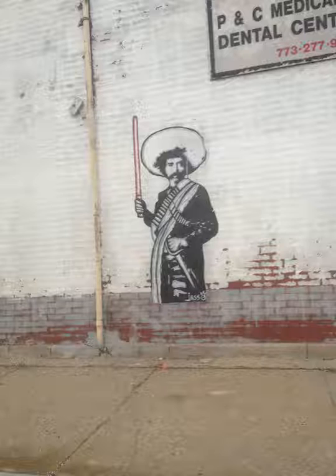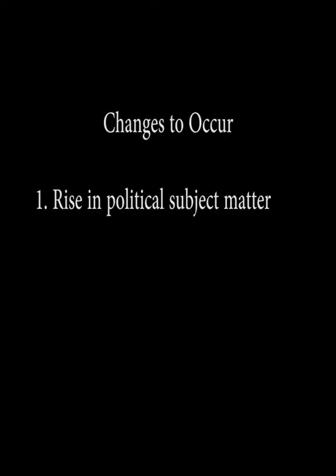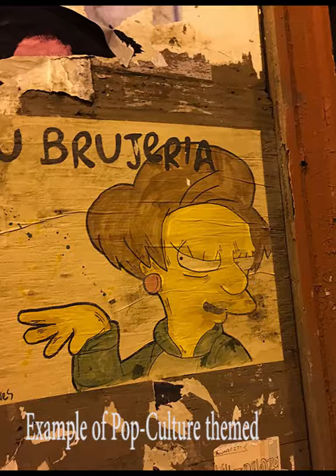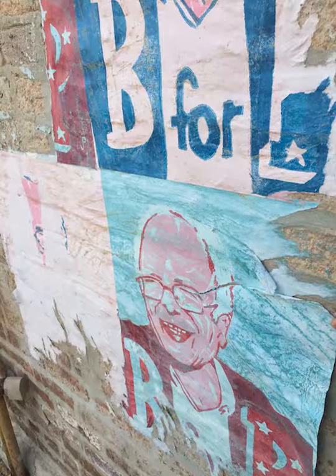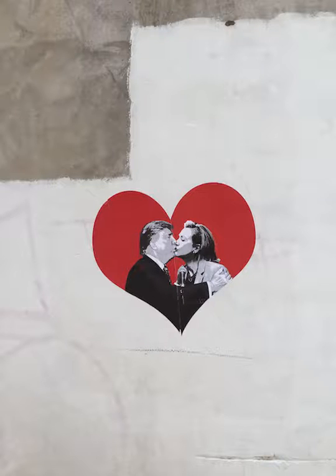The proposed changes to this form of text that can be expected over the 21st century are: 1. A rise in political subject matter. The majority of these posters have content that relates to either pop culture, personal themes in the artist's life, or politics. With the changing political atmosphere of the U.S. and a negative view of politicians at both the Chicago level and national level, this form of art can be expected to reflect the discontent. Already, posters featuring Bernie Sanders, Donald Trump, and Hillary Clinton have been spotted around the city.